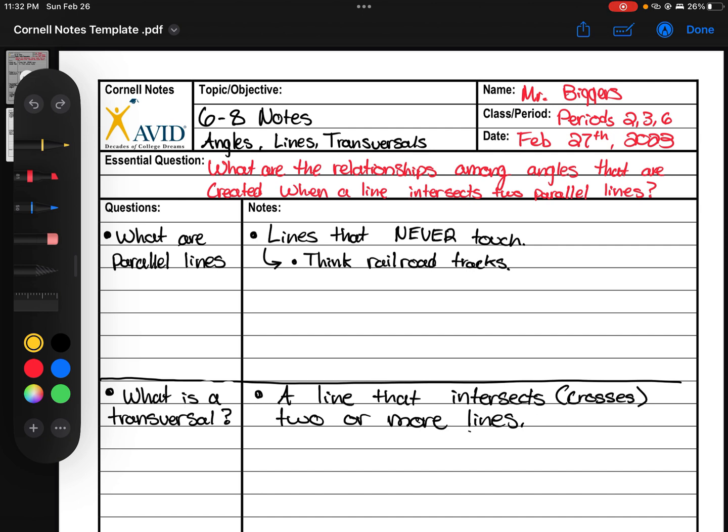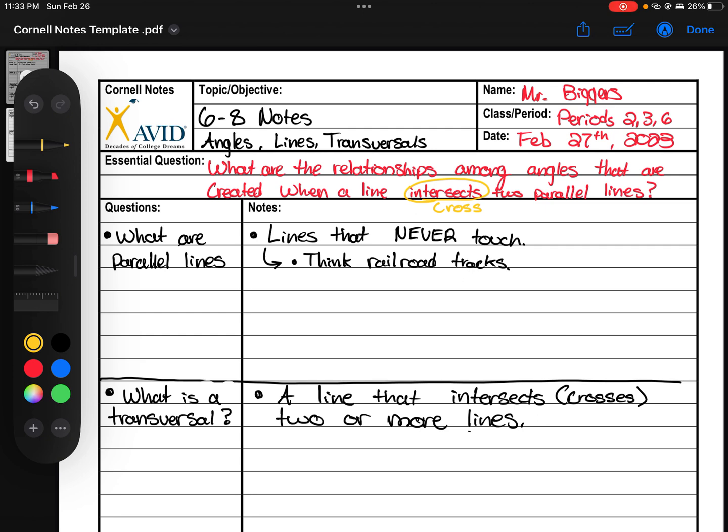Our essential question is, what are the relationships among angles that are created when a line intersects two parallel lines? So right off the bat, we have some important vocab words in our essential question. So number one, an intersection point is going to be like where you cross something. So right away, I'm going to write cross underneath that. So that way I know in my head, that's what an intersection is. So think about when you cross the street. You are intersecting the road at that point in which you're crossing the street. So you have to intersect the road to get to the other side of the road.